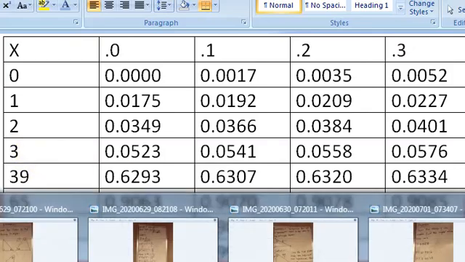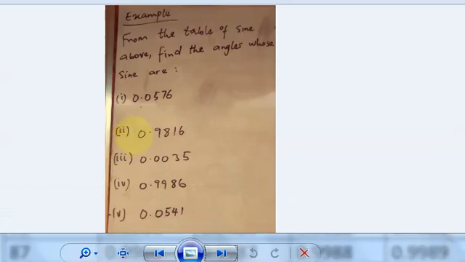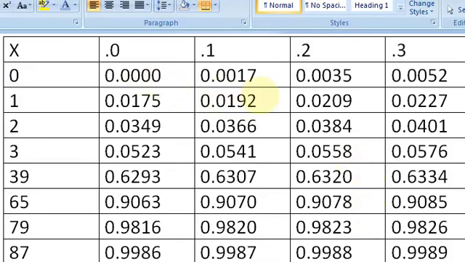Now let's check the next question. In number 2, we are given 0.9816. What angle has the value of 0.9816? So we also look through it. We need a place where we have 0.9816. You look at it critically, gently. You don't have to rush yourself. Okay, this is the place where I have 0.9816.